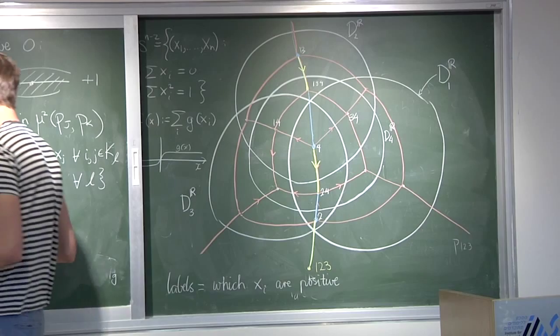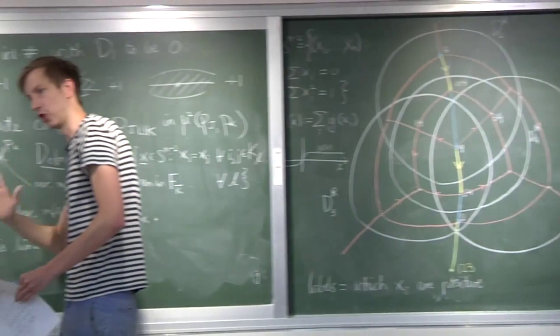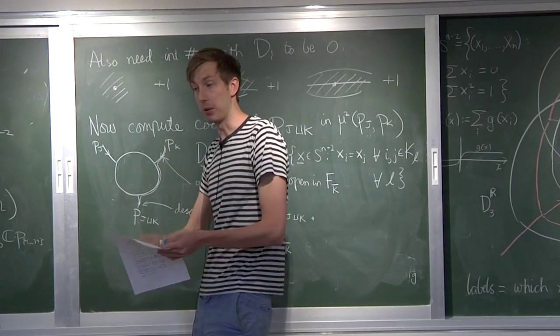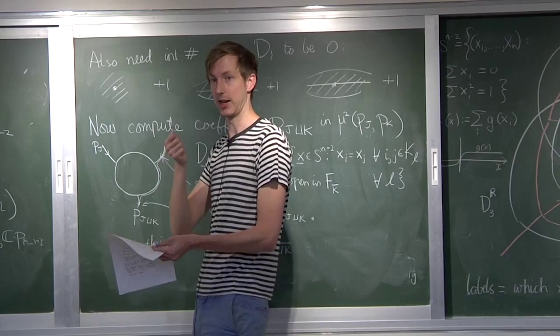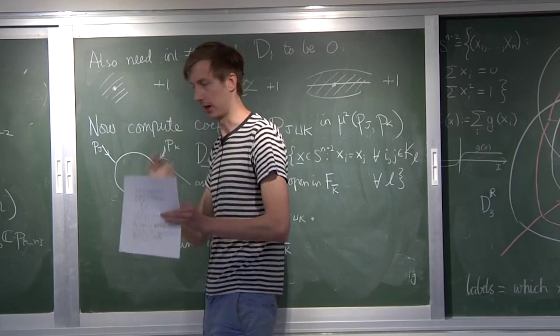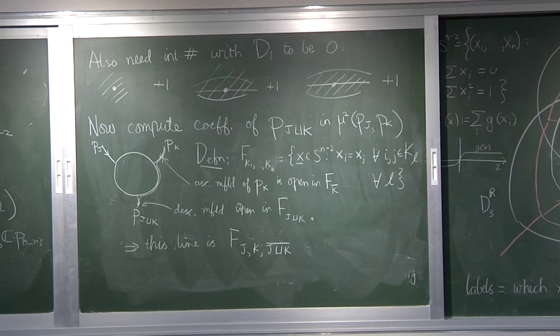Okay, so using this, we've checked the product of Pj with Pk is P of J union K. Now we need to check some signs to make sure this is really an exterior algebra. But that would require going into too much detail about signs, so let me not say that.